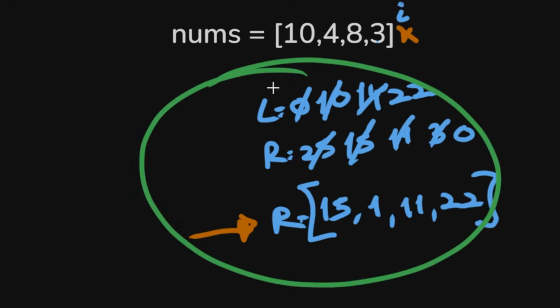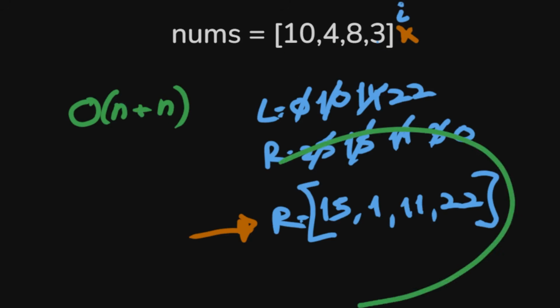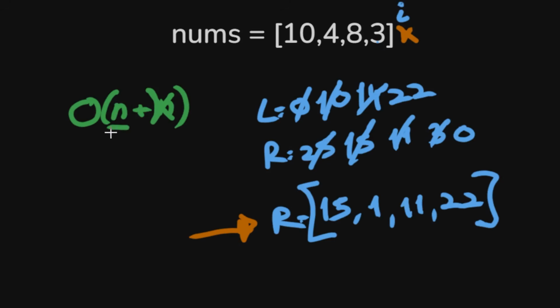Time complexity for this is big O of n plus n. Why? Well, first we need to take the total sum of the array of n elements, and then we have to go through n elements to get the final result. So this is overall big O of n plus n, which can be reduced to just big O of n. And space complexity is also big O of n because of this array for the result. So with this in mind, let's go with the code.